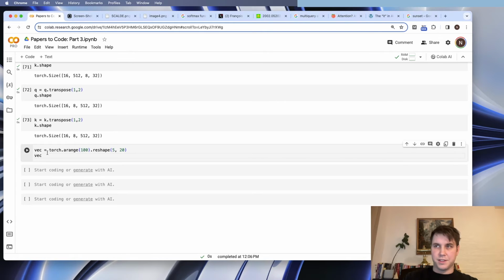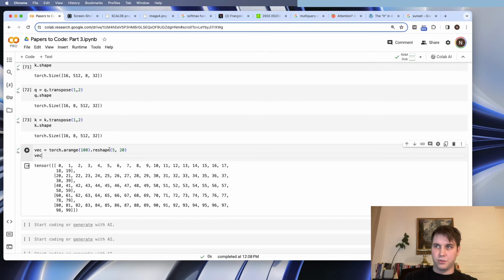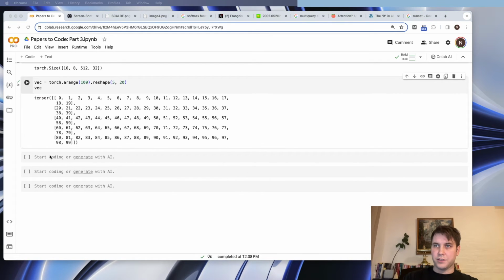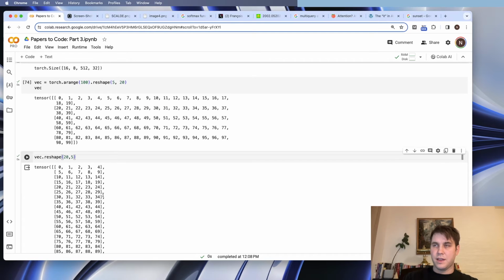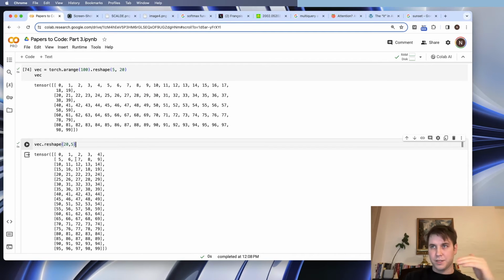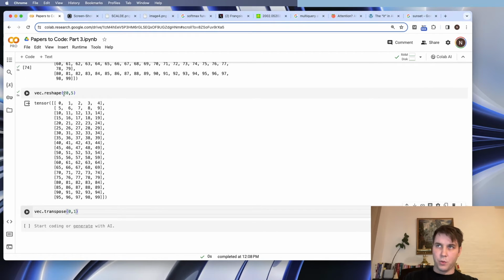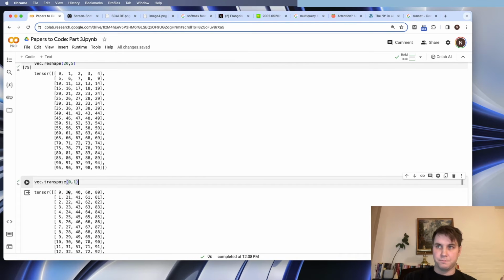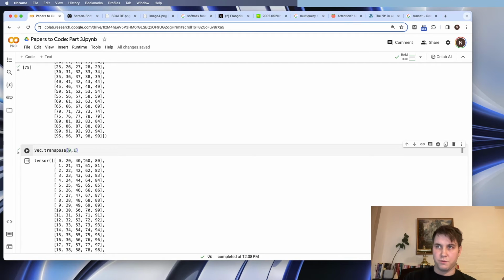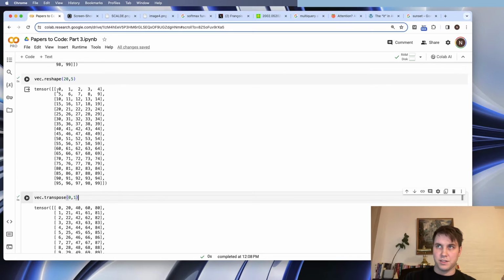So I'll take the same example, and when we reshape this 100, we get 5 by 20. And we can go ahead and reshape that again into 20 by 5. In both cases, the order of the data is preserved. We go from 0 to 100. Now, if I transpose the vector, I'll still come out with a 20 by 5 shape, but the ordering of this data is fundamentally very different. So here we're getting 0, 20, 40, 60, 80, whereas here we had 0, 1, 2, 3, 4, 5.